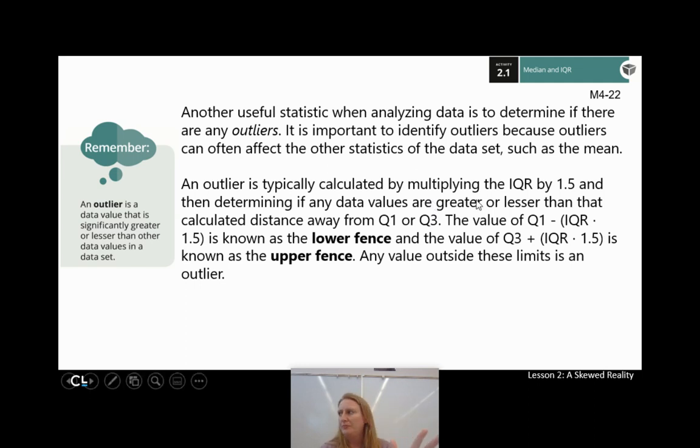So for example, I calculate the interquartile range, no problem. I multiply it by 1.5. And then I subtract it from my first quartile to get what we call the lower fence, and I add it to my third quartile to get what we know as the upper fence. Anything that's outside those limits, anything that's below my lower fence or greater than my upper fence, those are outliers.